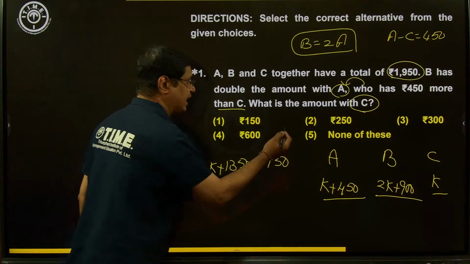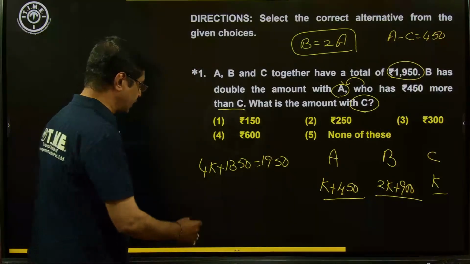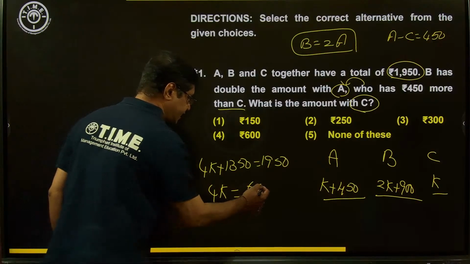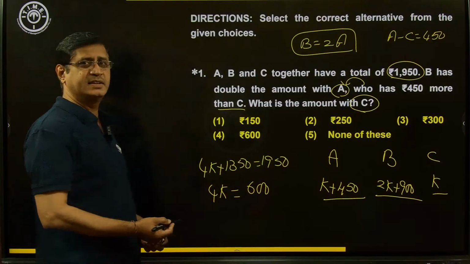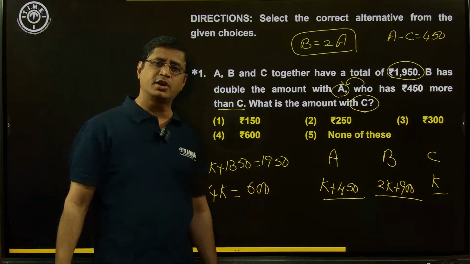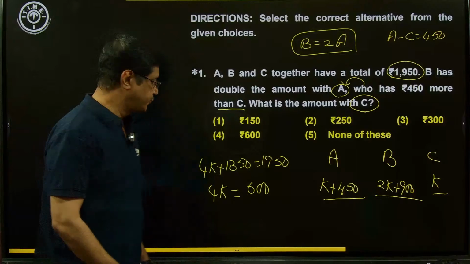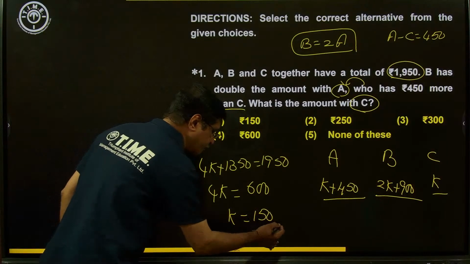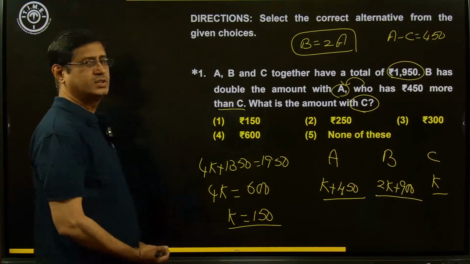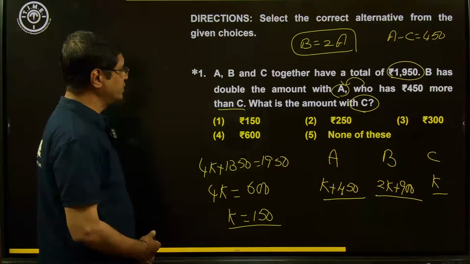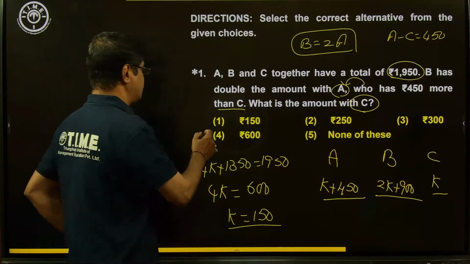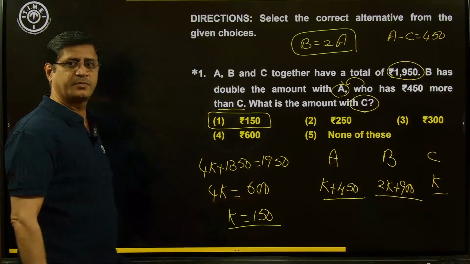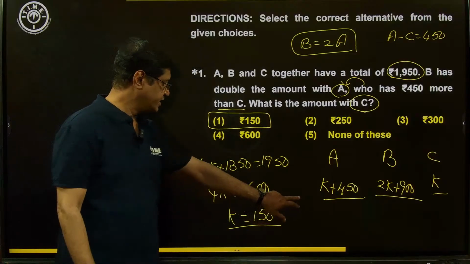1950. Find the value of K by taking variables on one side and numbers on the other side. 1950 minus 1350 is 600. The value of K is equal to 150. So what is K? K is equal to the amount with C. What is the amount with C? 150. The right choice is option number 1. The first choice is the right answer. Right, look at the next example.